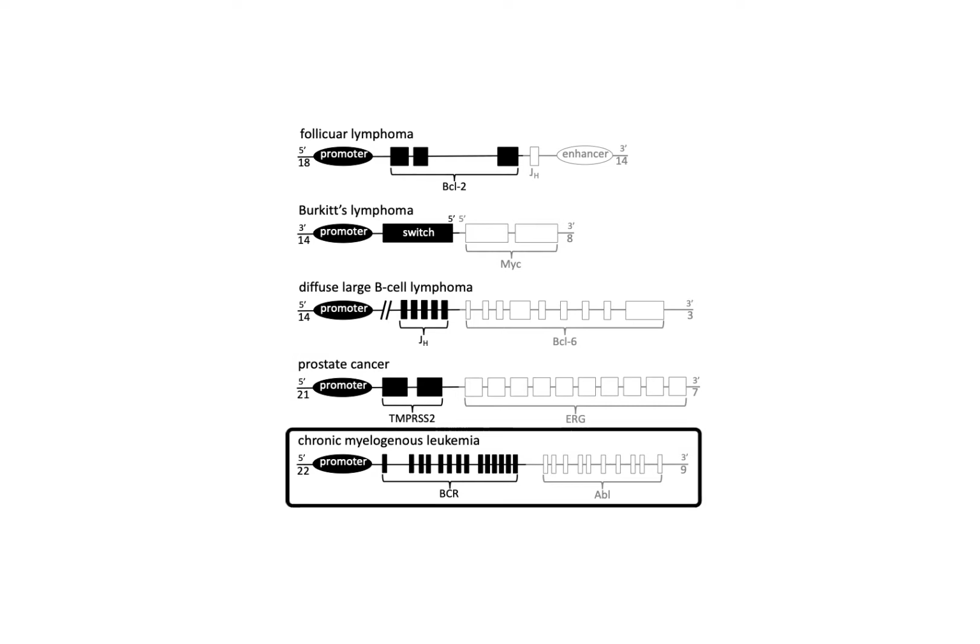Then there's chronic myelogenous leukemia here. So you, again, have a very active promoter put next to the Abelson gene. And the Abelson protein is one of the proteins active in signal transduction that interacts also with the RAS pathway, which turns on the MAP kinase pathway, which turns on transcription factors.